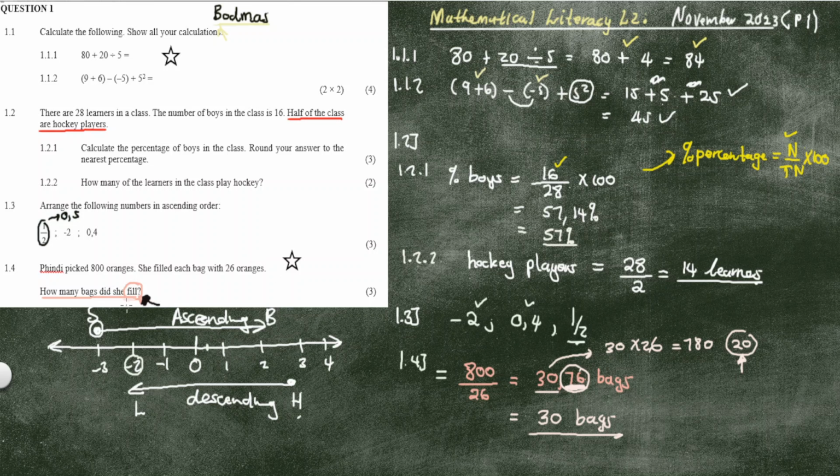How many bags did she fill with 26 oranges? The answer is 30 bags. The last bag doesn't have 26 oranges. It only has 20. All right, moving to the next question.